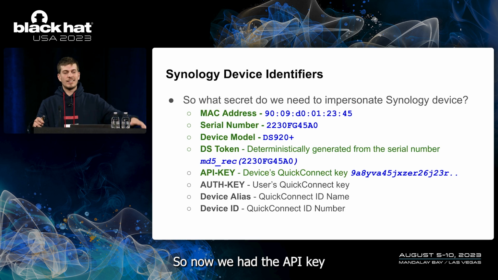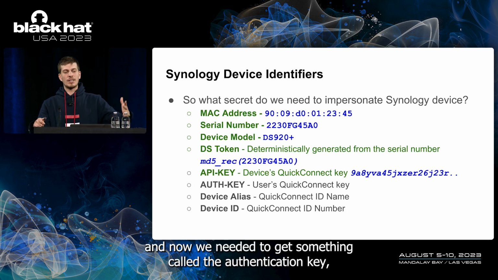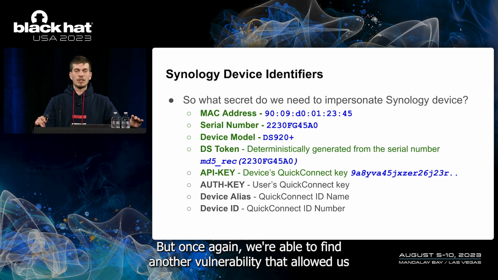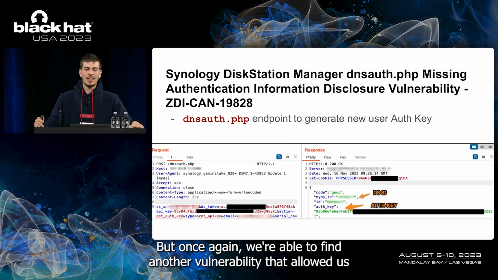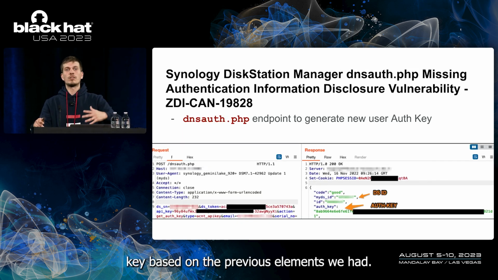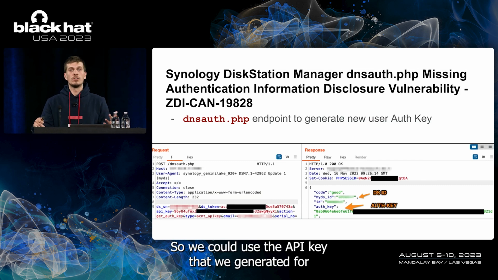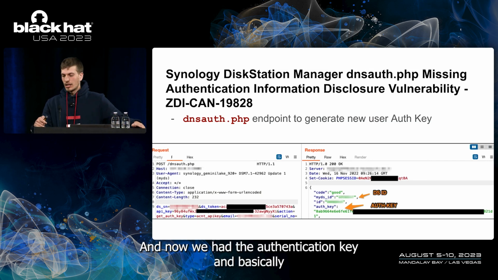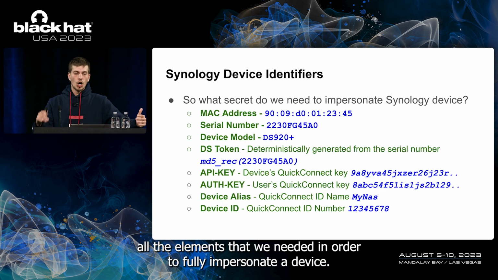Great, so now we had the API key, and now we needed to get something called the authentication key, which is a user token that is associated with the device. But once again, we were able to find another vulnerability that allowed us to generate the authentication key based on the previous elements we had. So we could use the API key that we generated for ourselves, and we could use the serial and the MAC.